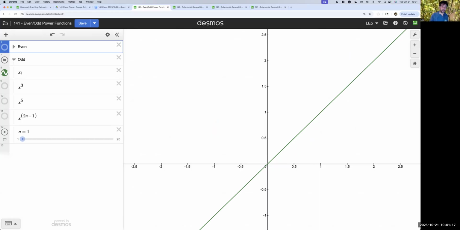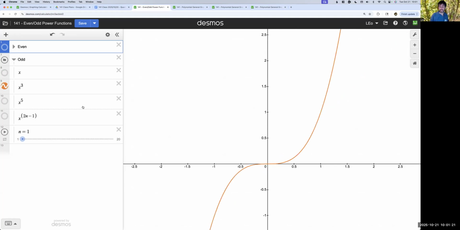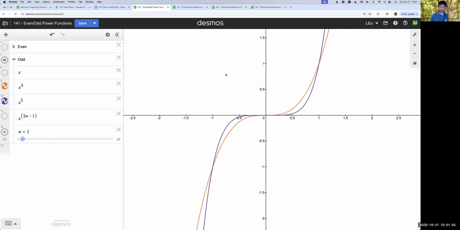But once you get to odd powers greater than 1, we get this characteristic curve in the middle, this little bend in our odd power function, right? So this is x cubed, and you can see how it flattens near 0 and then becomes steep again. And we'll see a very similar pattern that we saw with x squared, in that the higher the power, the flatter our graph gets between -1 and 1.